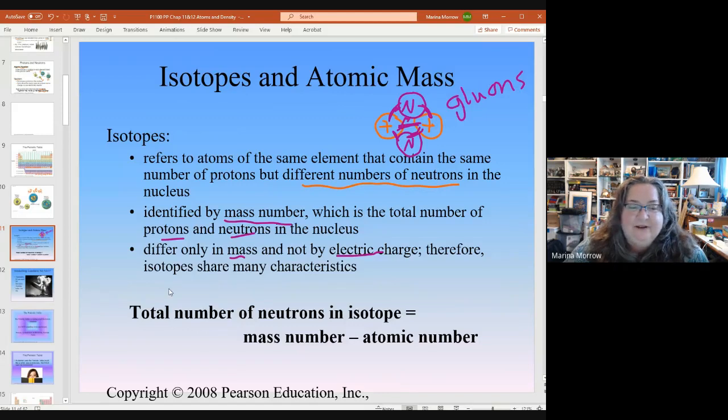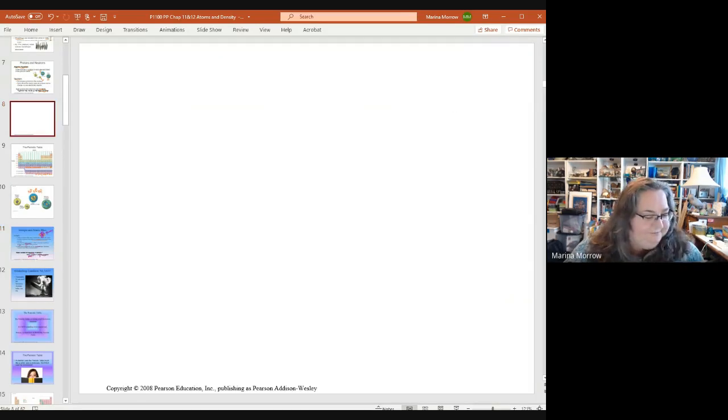Okay, so let's go look at some of these. When you're looking for neutrons in an isotope, you take the mass number, which remember is protons plus neutrons, and you subtract away the atomic number, which is just the protons. Okay, and that should leave you with your neutrons. So let's look at some isotopes.